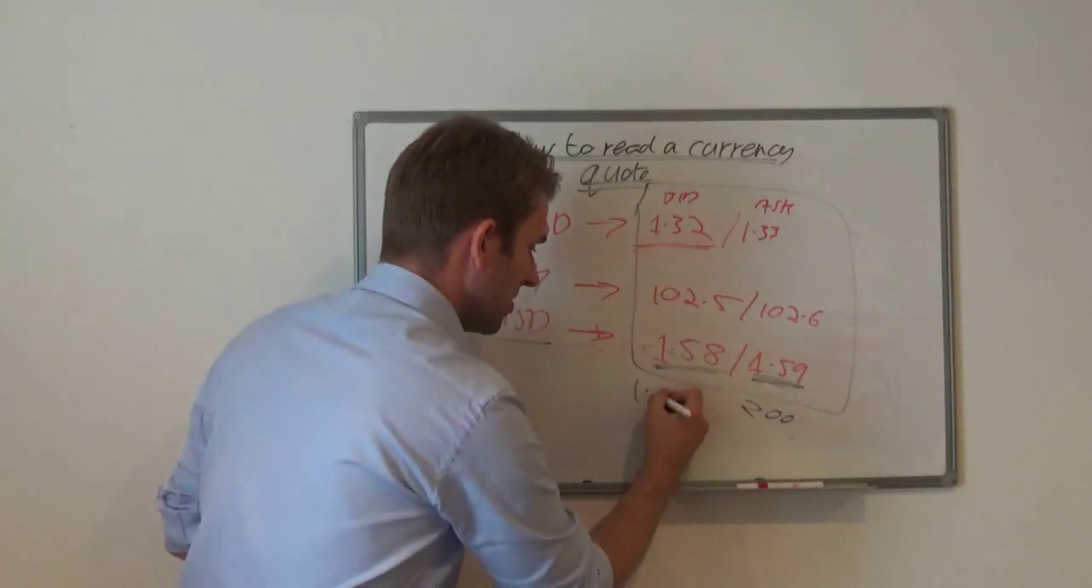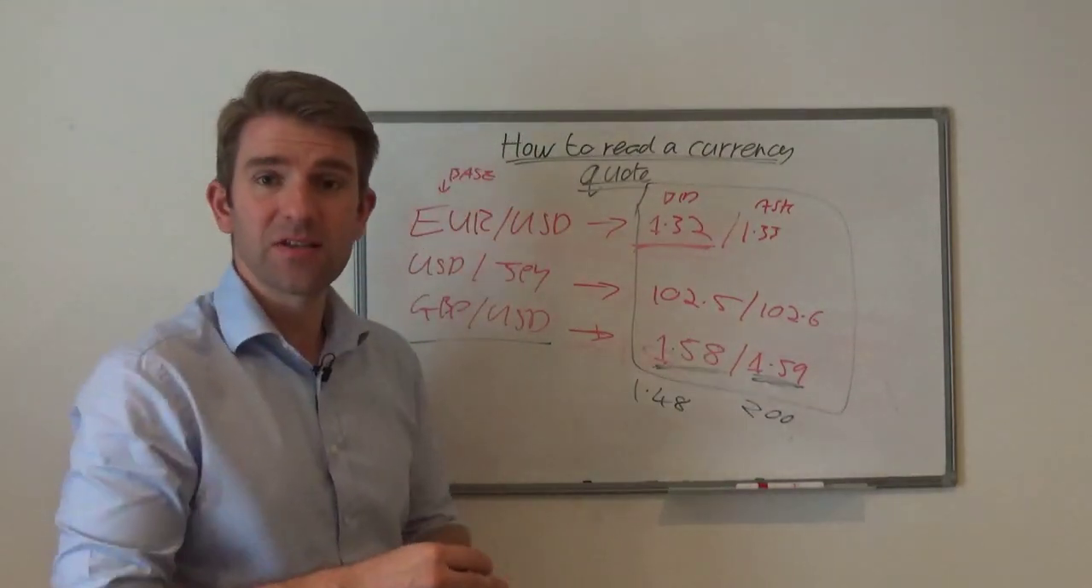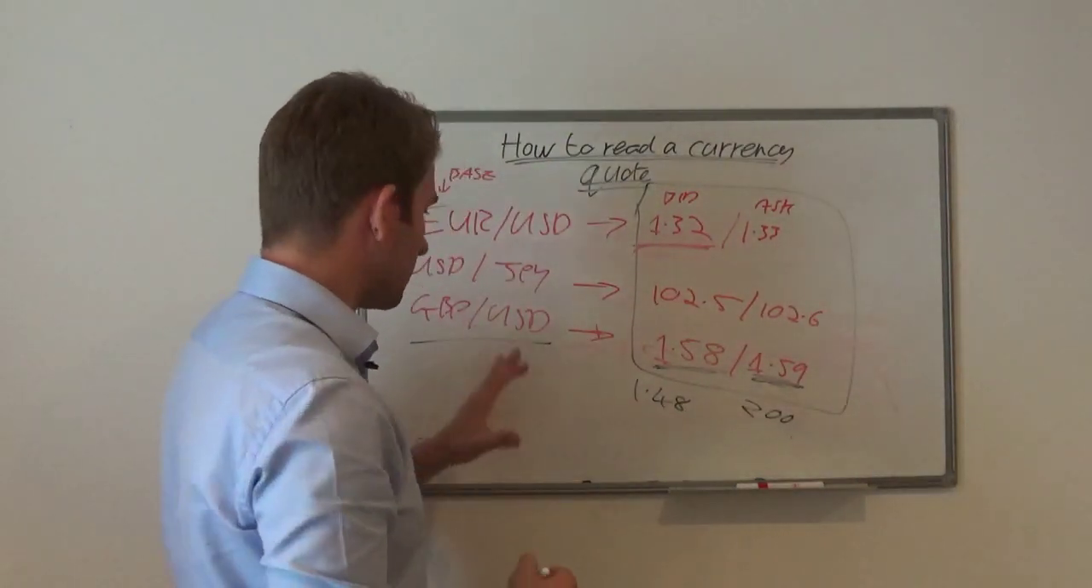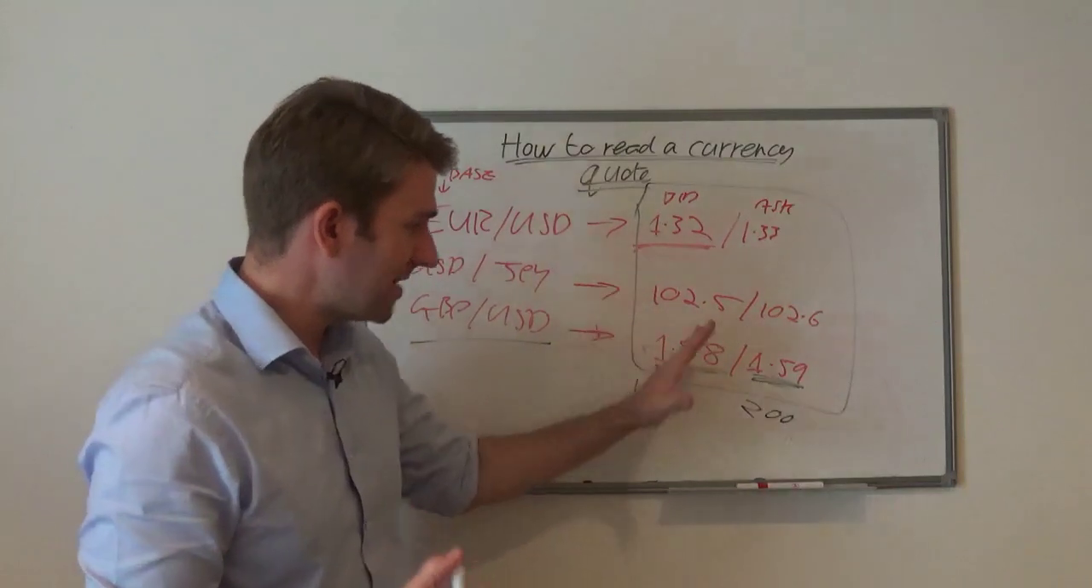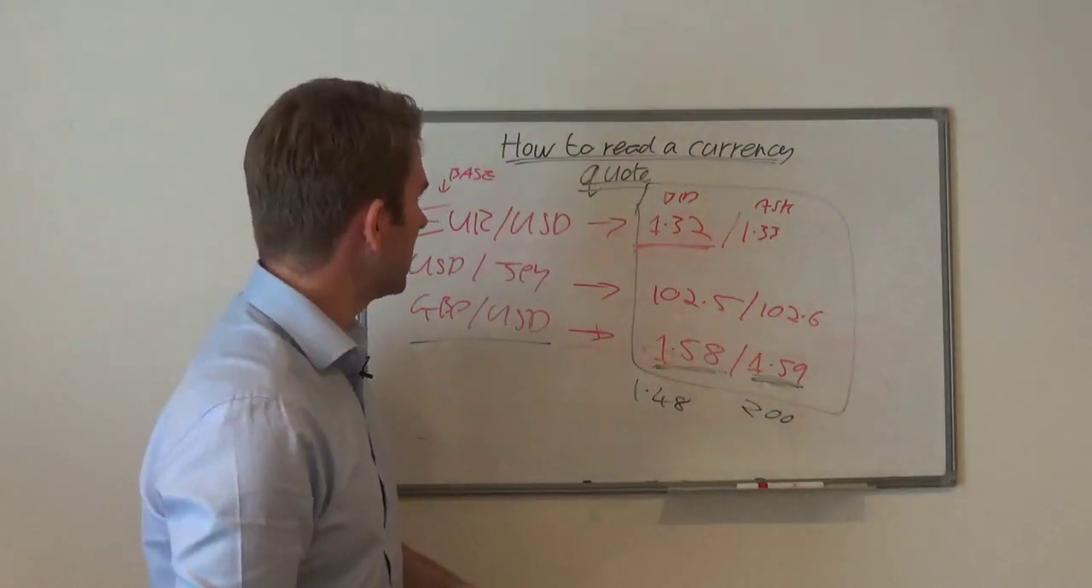Let's say it went down to 1.48. We've made a good 10 cents on that. We'd buy that trade back, buy those pounds back to a neutral position. We've made 10 cents multiplied by our position size. We've done very nicely out of the trade.